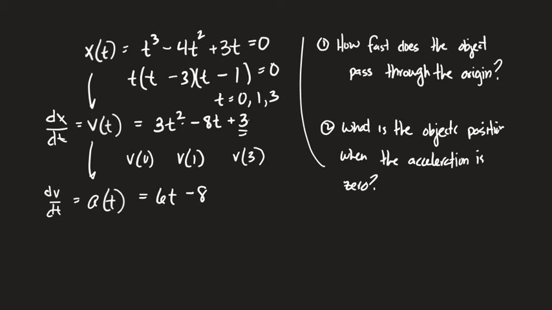So what is the object's position when the acceleration is 0? Same idea. Set the acceleration equal to 0. T is 4/3. Go back and plug that in. This time you're plugging it into the position function. It's not going to be pretty. 4/3 cubed minus 4 times 4/3 squared plus 3 times 4/3. It's probably going to be a mess.